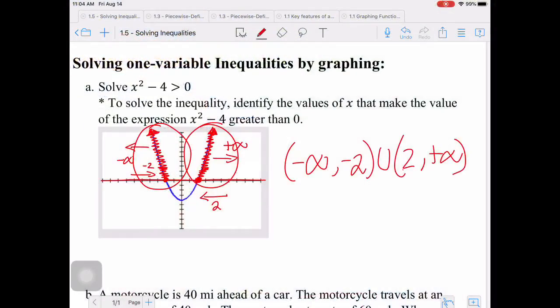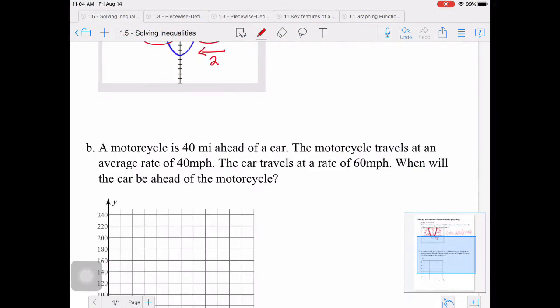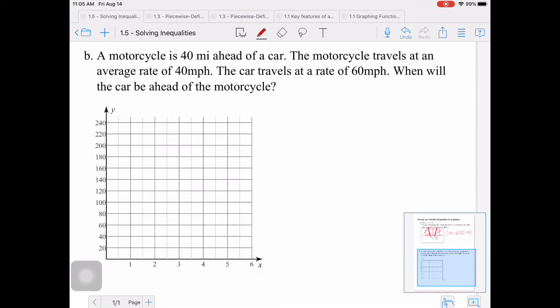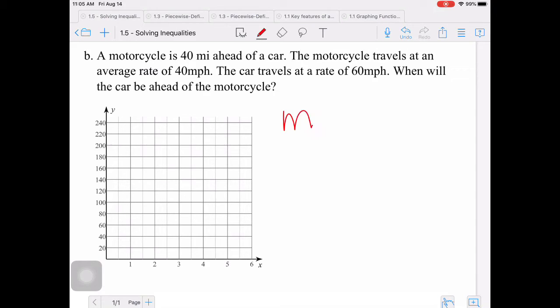Alright, so now to move on to something a little bit more complex, or something that you're actually going to have to graph and come up with. So here's another example: a motorcycle, and I'm going to start writing stuff that way. A motorcycle is 40 miles ahead of a car. So this is already 40 miles ahead of a car.